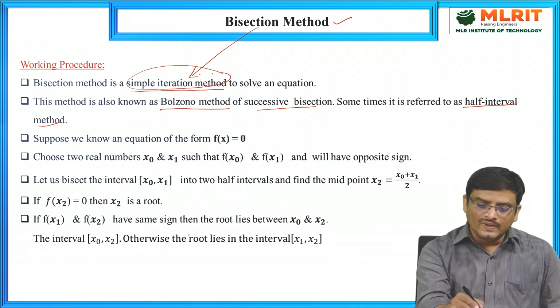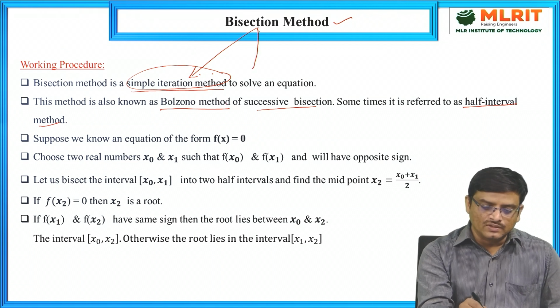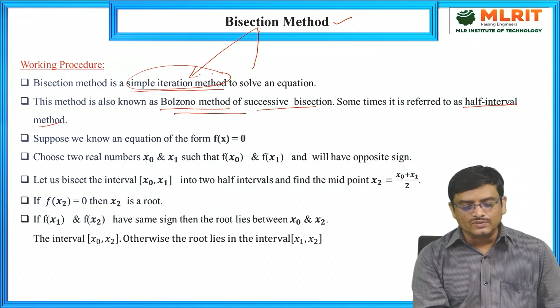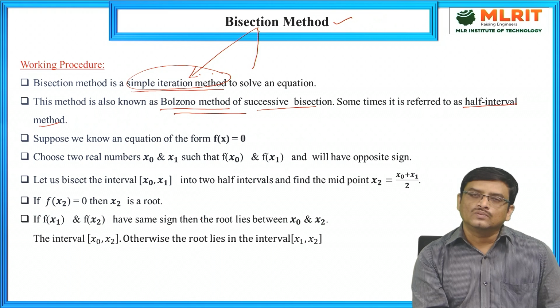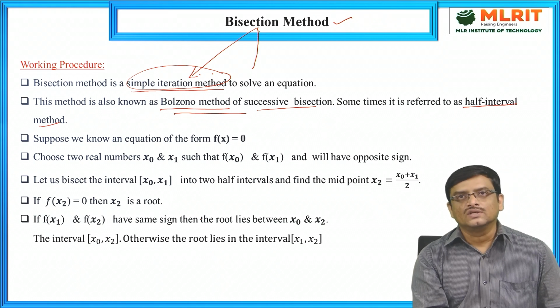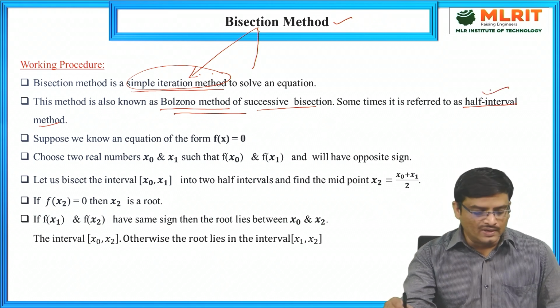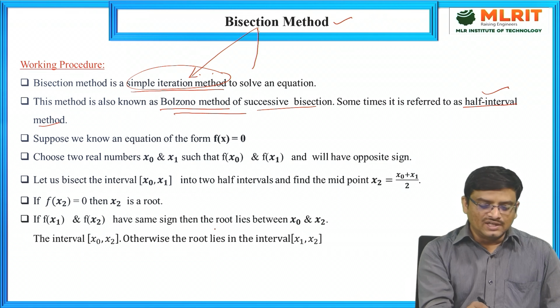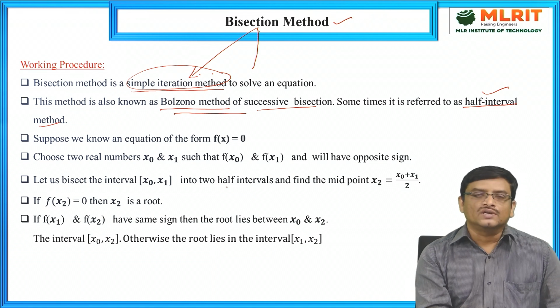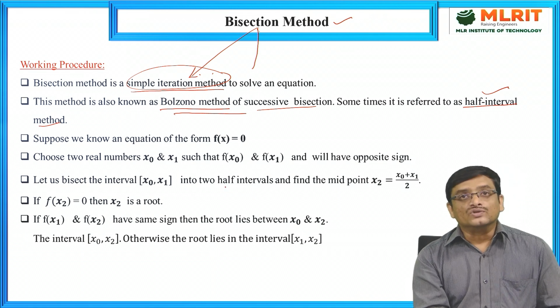So we have different names for this bisection method. One, we can call it Bolzano's method of successive approximation or successive bisection, or we can call it the half interval method. These are the different names of the bisection method. Now we will go to the procedure here.